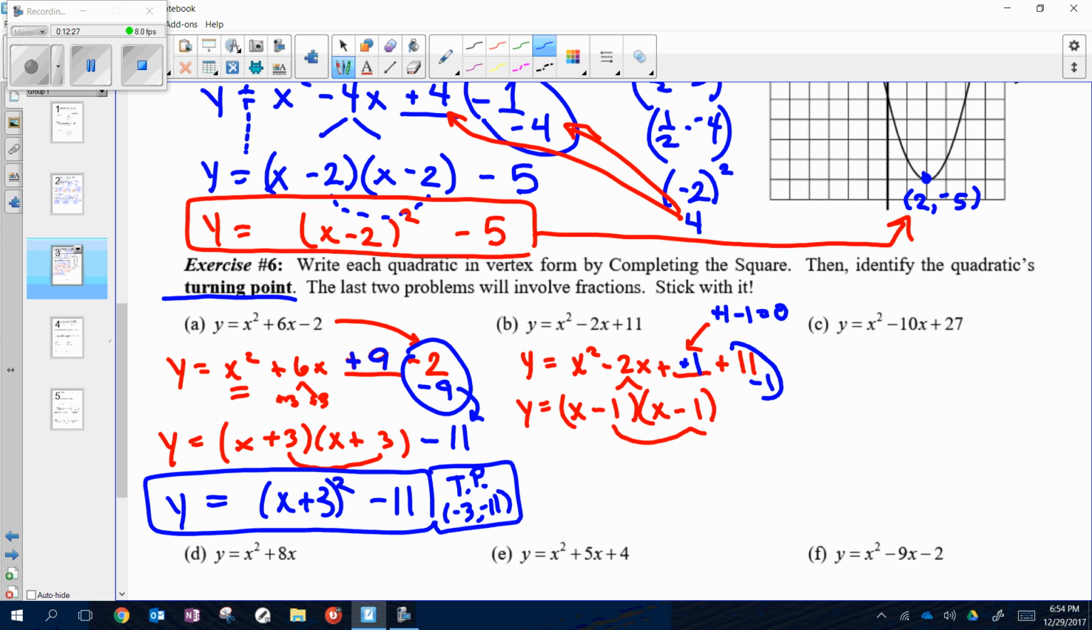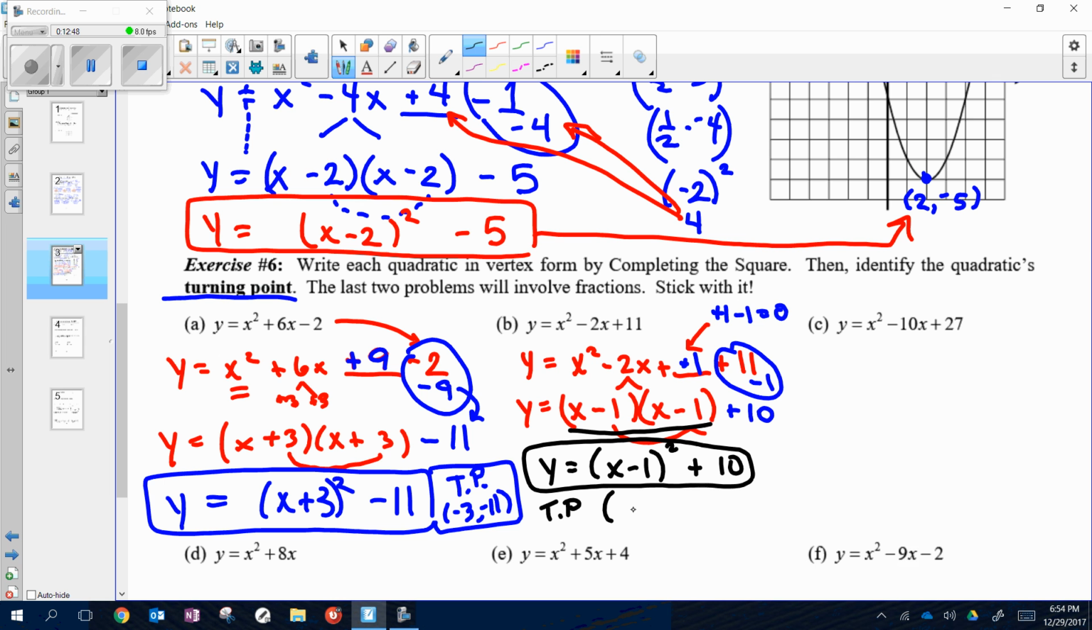So this would be a positive 10 at the end. That gives me my perfect square of (x minus 1) squared. Those two factors are exactly the same, not a plus and a minus, exactly the same, plus 10. And my TP is 1, positive 10. If you think of the shift that helps, you went 1 to the right and up 10, so 1, 10. This one was 3 to the left and down 11, negative 3, negative 11.